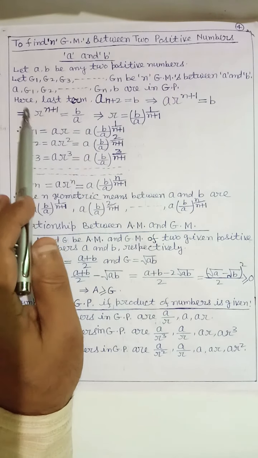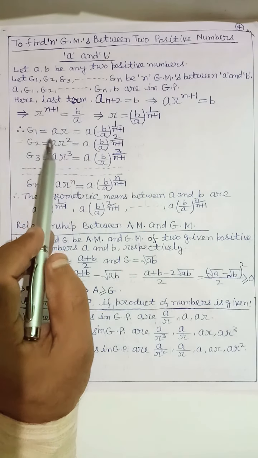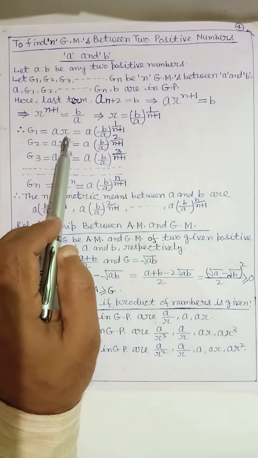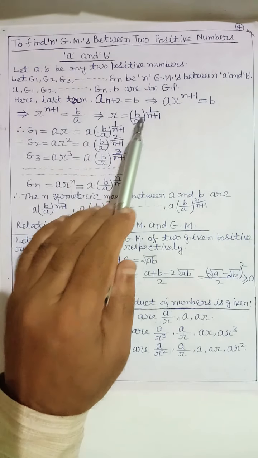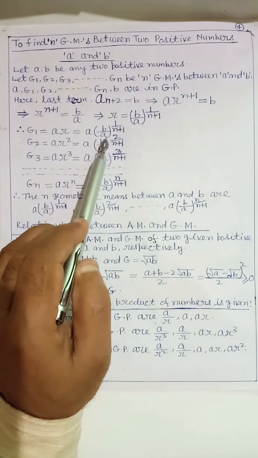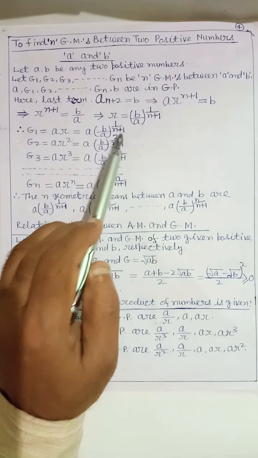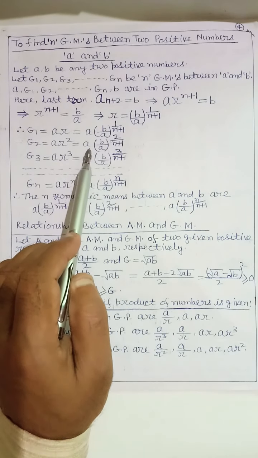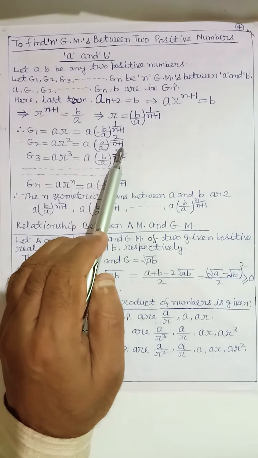G1 already here, if we know first term A and common ratio R, then G1 means second term AR, and this is equal to A into R. We have given A into (B by A) whole to the power 1 by n plus 1. Similarly G2 we can write here, this is equal to A into (B by A) whole to the power 2 by n plus 1.